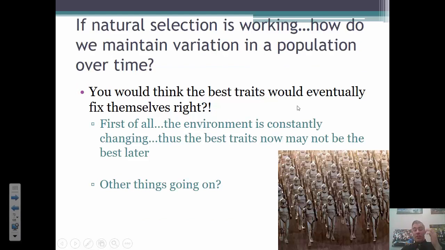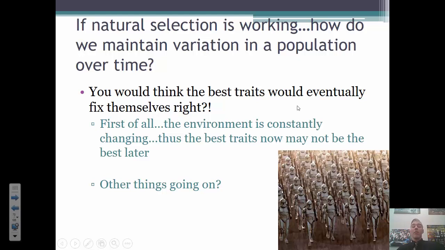So if natural selection is working, how do we maintain all this variation within a population? You'd think the best traits would eventually fix themselves. Like if there's a trait that's definitely better than another one, over the course of time, that trait should eventually fix itself, meaning there would be no examples of that other trait left. There's a few issues with this.